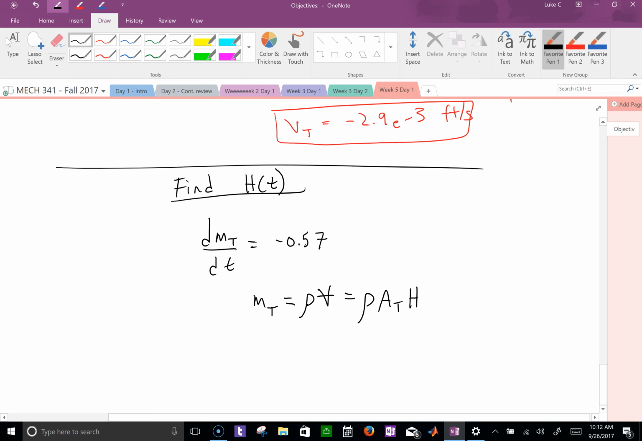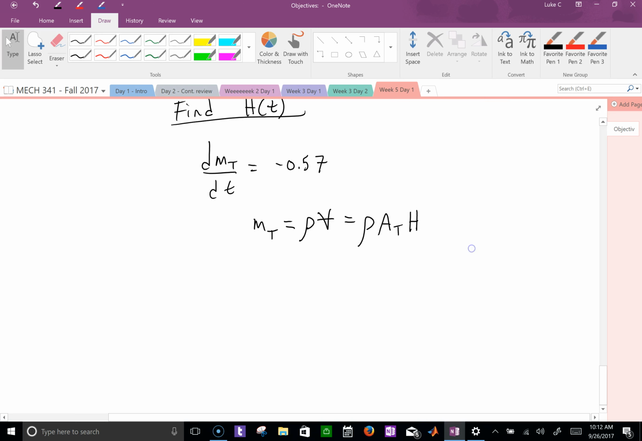Okay, sure, nice. Rho V is mass flow rate too, right? Rho A V is mass flow rate. So what I just did there was find the mass of the water in the tank at one specific time. And what we're going to do is plug that in here: rho A d(h) over dt equals negative 0.57.